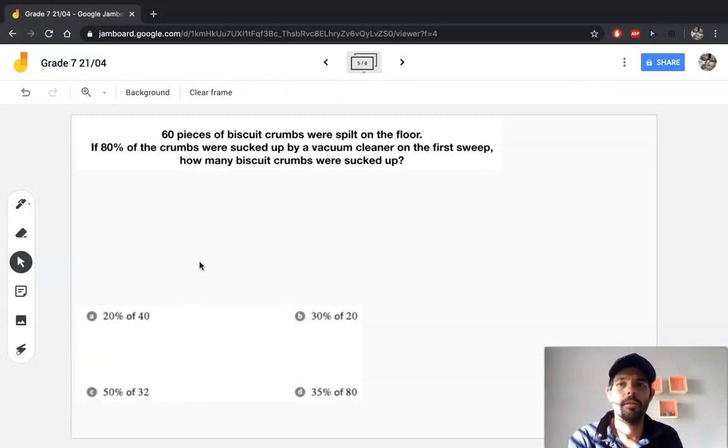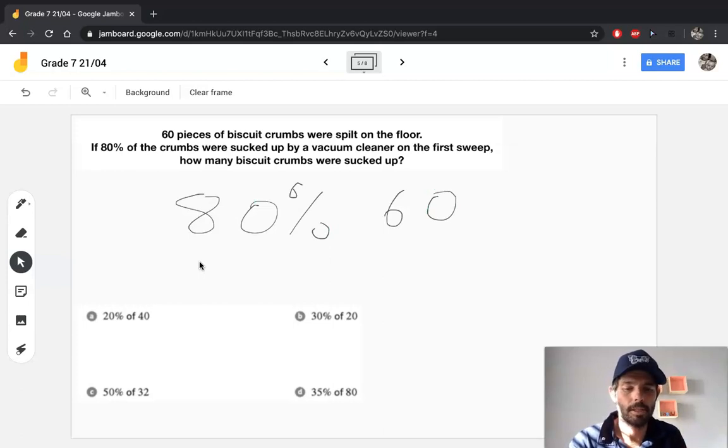This is what I would have done. There's 60 pieces of biscuit crumbs. 80% were sucked up by the vacuum cleaner after being spilt on the floor. So I'm looking for 80% of 60 pieces. Okay, so you've got a choice here. You can either go 10% of 60 equals 6 and then multiply by 8 to get an answer of 48.